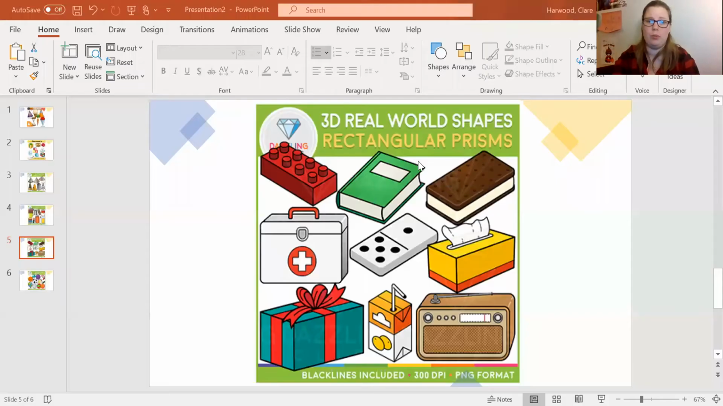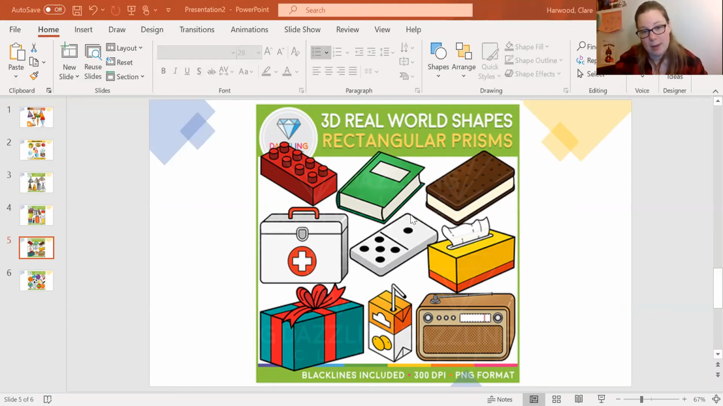So I also wanted to show you even more real world shapes that are rectangular prisms. Some of you might have Legos at home that are rectangular prisms. Books. We all have books, right? I know you guys all have books. Ice cream bars. So we have sandwich ice cream bars that are rectangular prisms. These are dominoes.